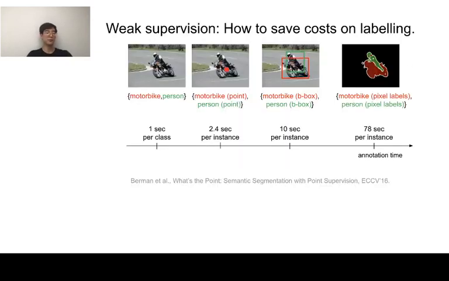And therefore, people have sought ways to not require the full supervision for the task you are trying to solve, but only require weaker forms of supervision for training the models. So for pixel-wise labeling, instead of requiring all images in the training set to be pixel-wise labeled, you may only require image-level labels or point-wise labels or bounding box labels, which are much cheaper to collect.